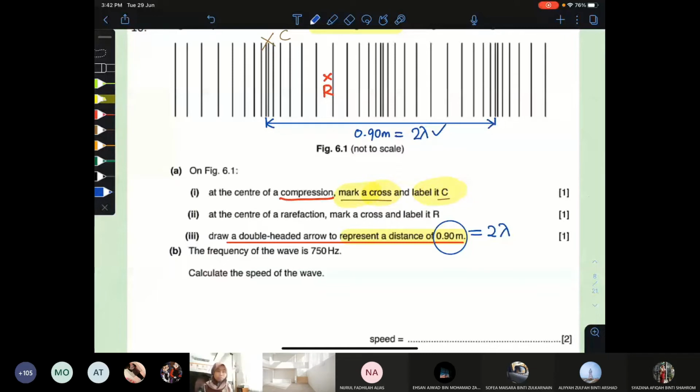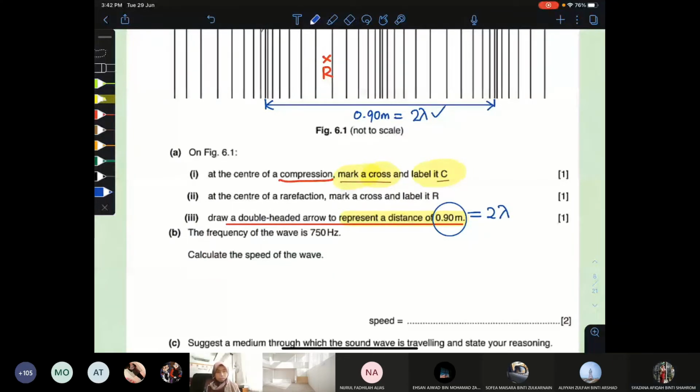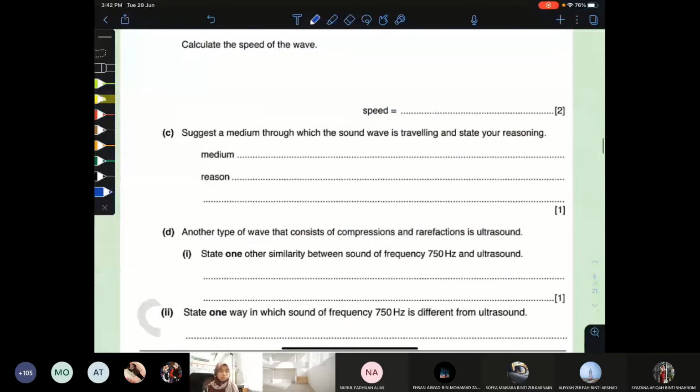The frequency of the wave is 750 Hz. Calculate the speed of the wave. This is not difficult. This is very direct.